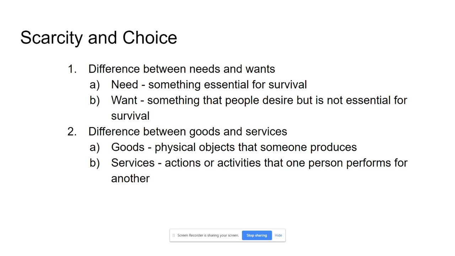Services are anything that's provided to you, any activity or action that's done for you, right? So this is your food service when you go to a fast food restaurant. Yes, they're providing you with a good, a physical object, but they are also providing you with the service of cooking that food and then bringing it out to you, right?